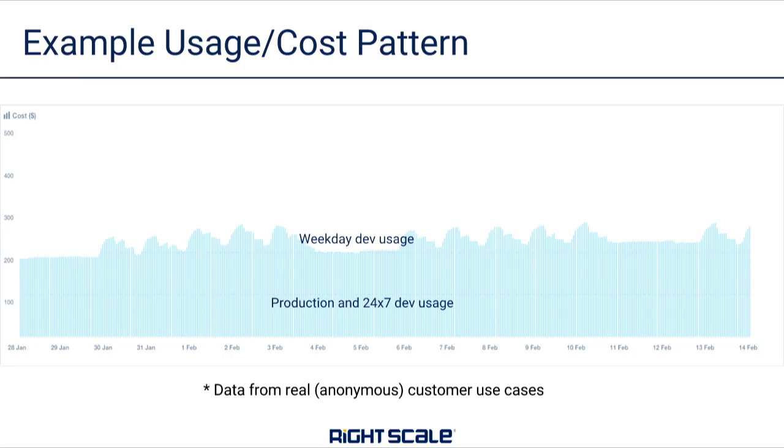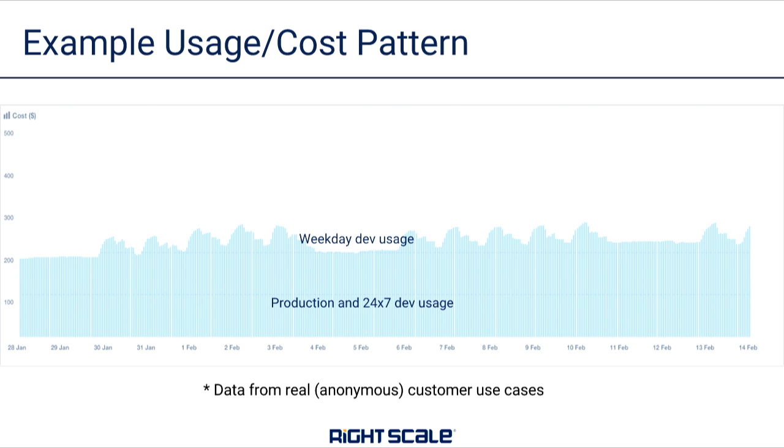Let's take a look at a specific example. This is an anonymized real customer usage with cost on the vertical and over time on the horizontal. And you can see that there's a pretty steady base usage there that's growing slightly, and then during weekdays, some transient usage. That's dev and test in this example.